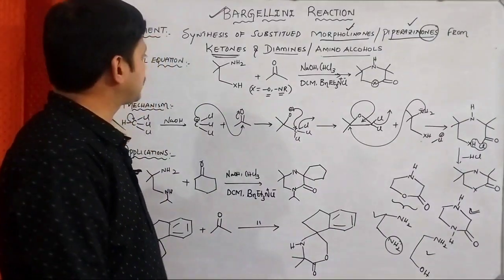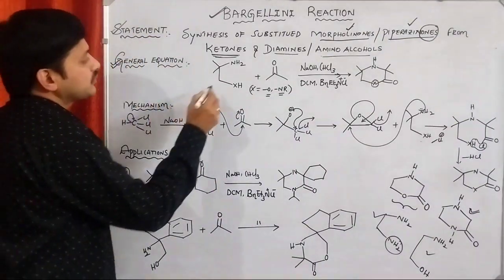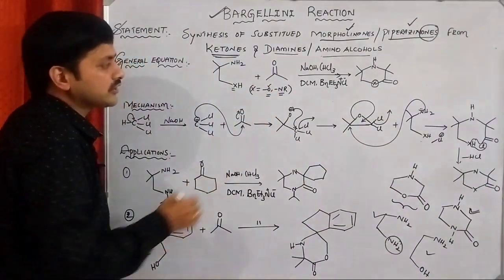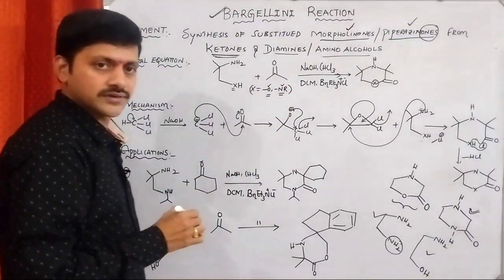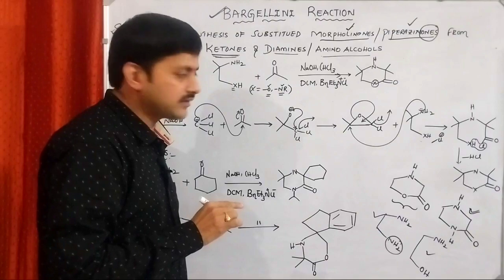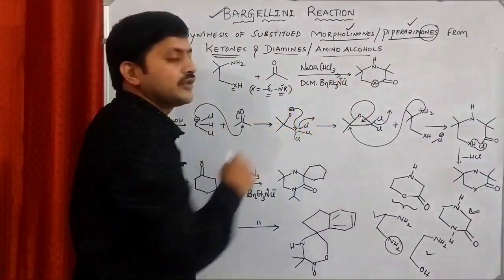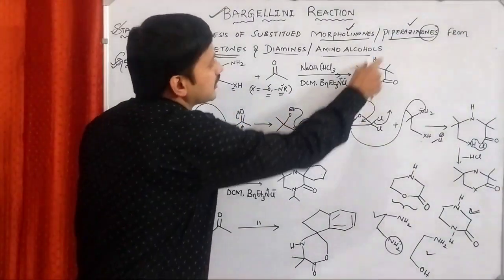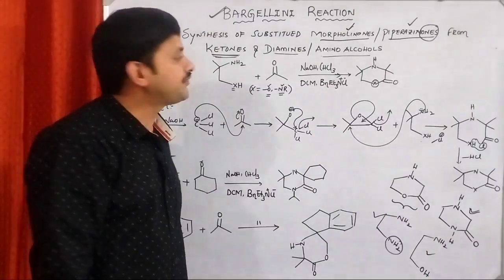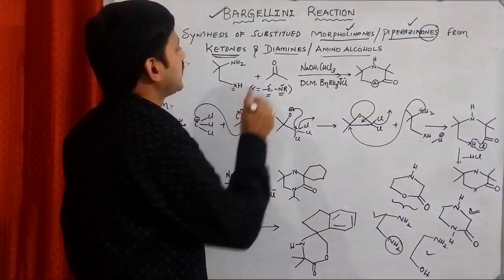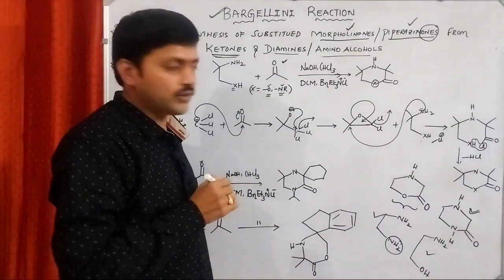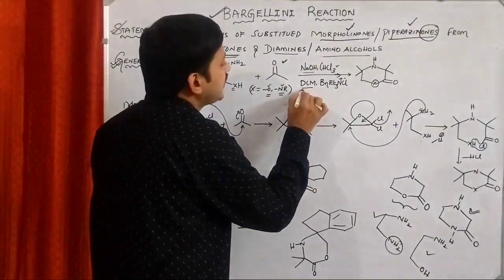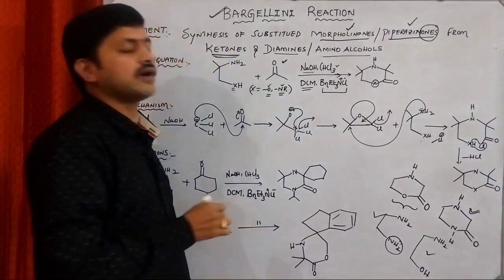Right? If you see the general equation, what are we observing? NH2XH. Here X indicates either oxygen or substituted nitrogen. If X is the oxygen, we are having what? Morpholinone. If X is the substituted nitrogen, we are having what? Piperazinone derivative. If you see this particular general equation, here the ketone is simple acetone. We are using sodium hydroxide in chloroform followed by DCM and a quaternary ammonium salt.